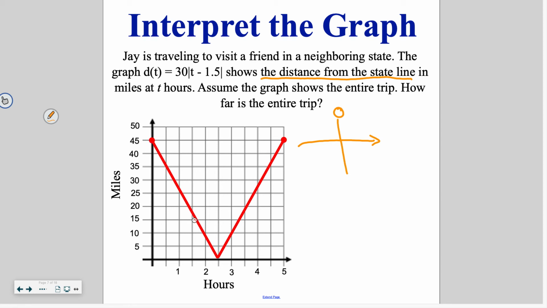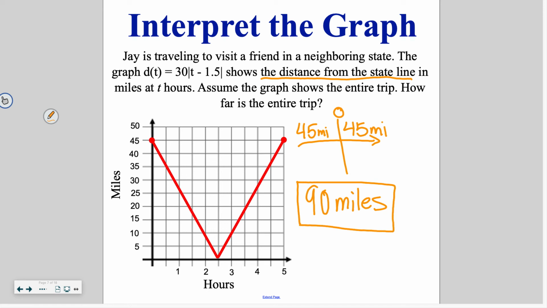So this first part of the graph, he's getting closer to the state line, and it took him 45 miles to reach that state line, to reach that 0 point. Then after he crosses the state line, he's still driving, and he reached another 45 miles, giving us a total of 90 miles to get from his original location to the final destination.